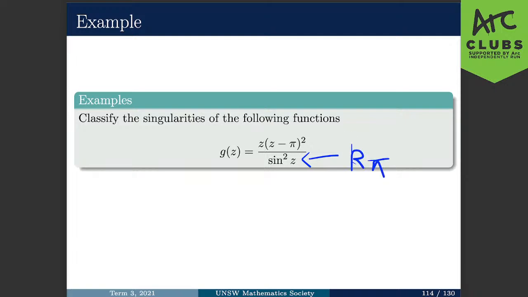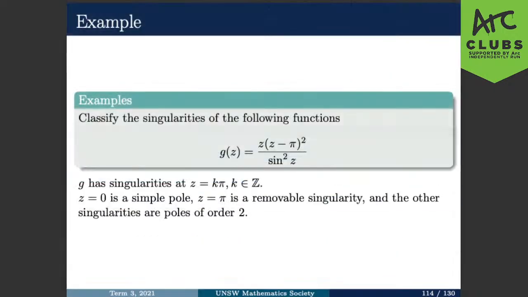But this time we see that in the numerator, z is a 0 and pi is a double 0. So I have to be a bit careful about that. By now we can see that 0 is a double 0 of the denominator because we have sine squared. But the z is also a 0 of the numerator. And so overall, this is actually a simple pole.